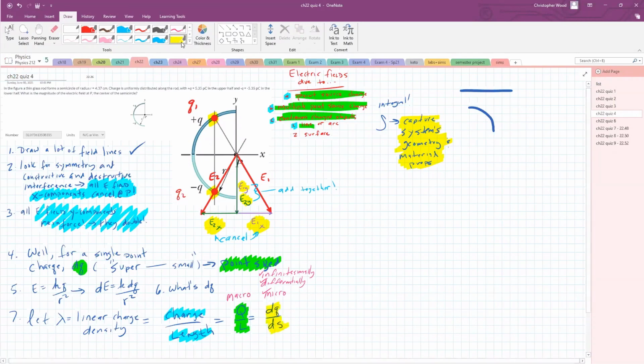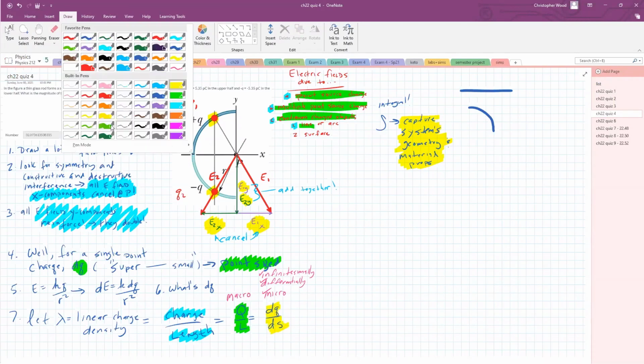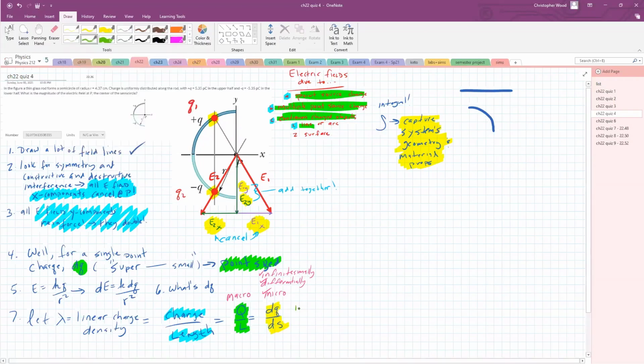So what's true macroscopically has to be true microscopically. And there's actually a little caveat there. This is true if uniformly charged, meaning that wherever I take a sample, the charge density is the same everywhere, no matter where I take that sample from. If uniformly charged, then I can say this.